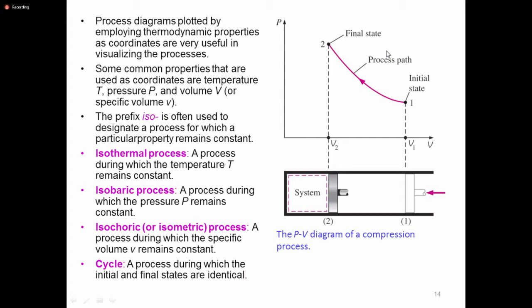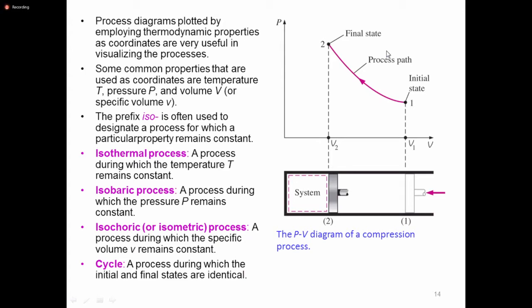The prefix iso is often used to designate a process for which a particular property remains constant. If I'm saying that the process is isothermal, that means we are maintaining the temperature constant. If the process is isobaric, then I am keeping the pressure constant. If it's isochoric or isometric, then I am keeping the volume constant. If the process is isentropic, then I'm keeping the entropy constant, also called an adiabatic process.